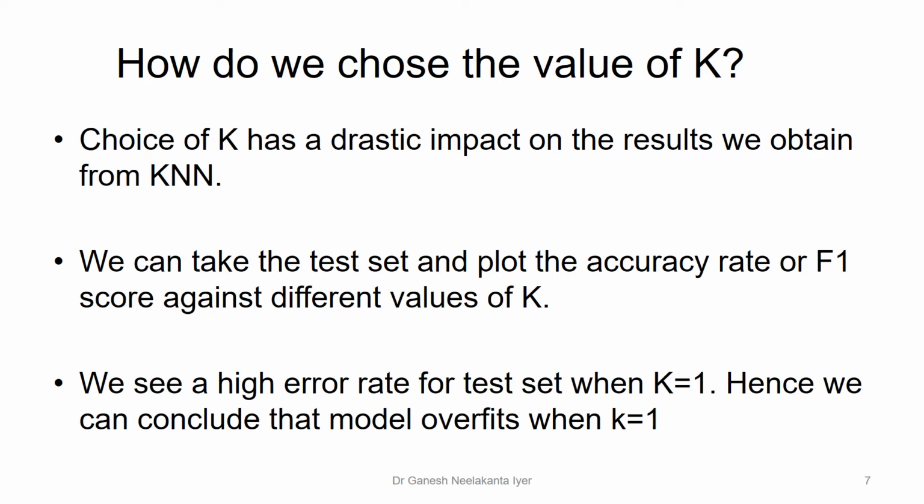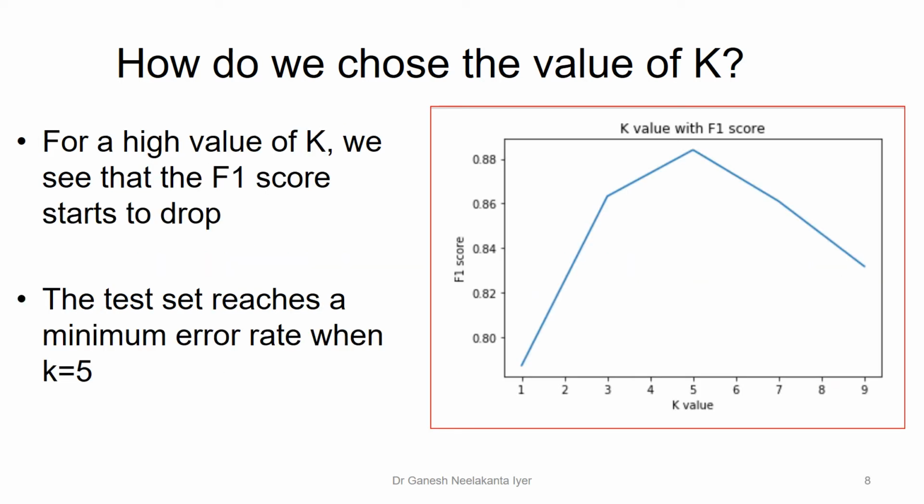We can take the test set and plot the accuracy rate or F1 score. I hope you remember what F1 score is. It's a score that gives you both precision and recall values as a summary. An example plot of K value versus F1 score gives you a good understanding of what is a good K value. See that here K equal to 5 gives the best F1 score. The test set reaches a minimum error rate when K equal to 5.